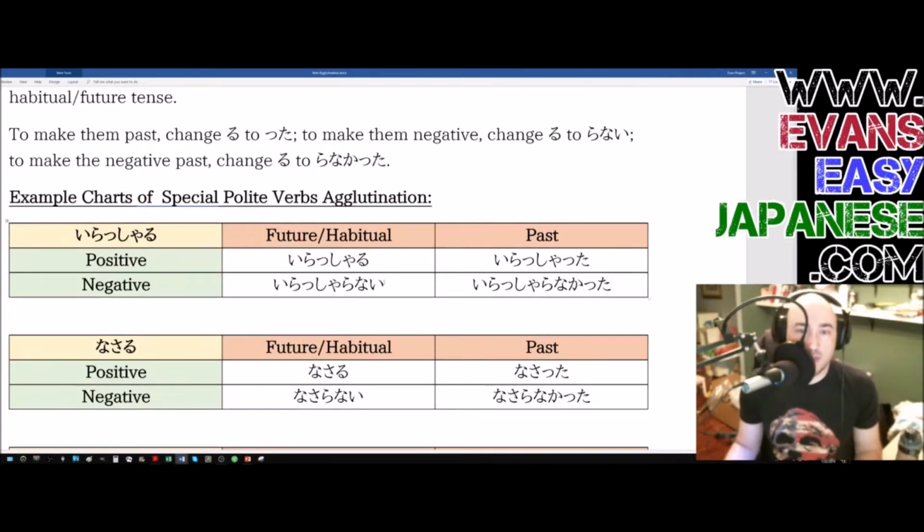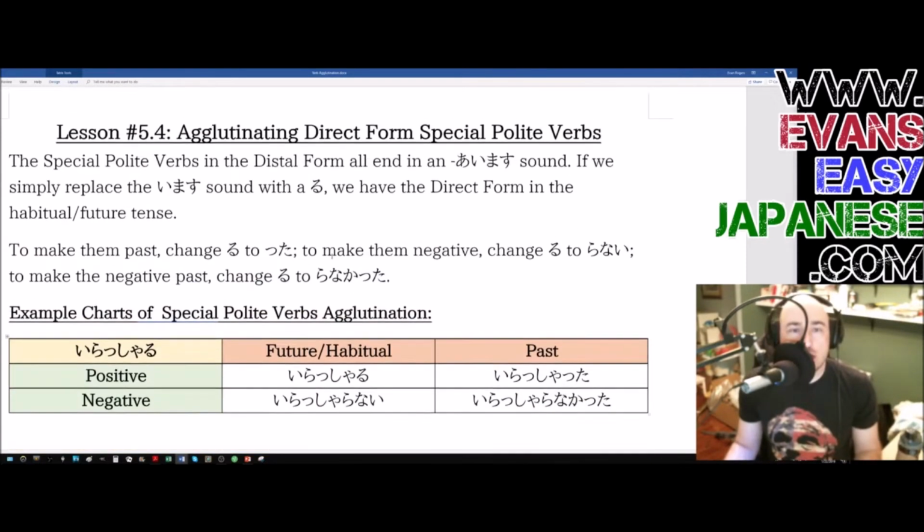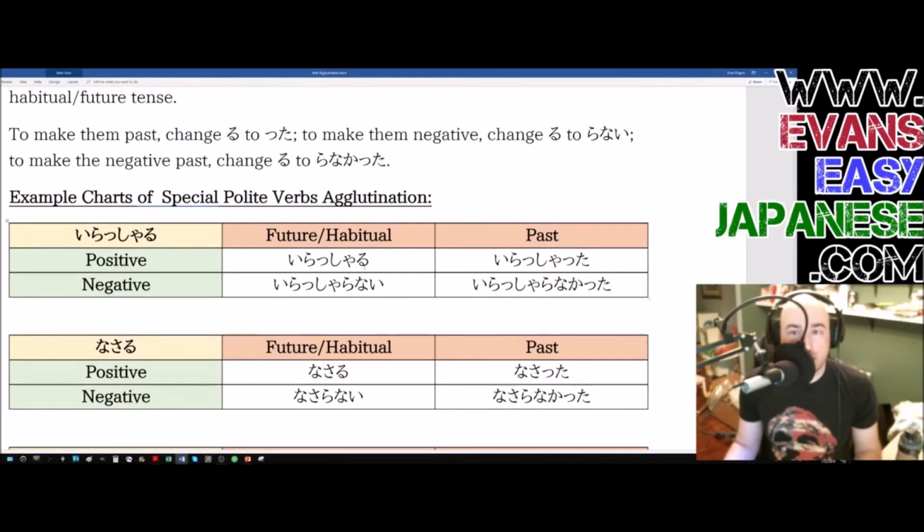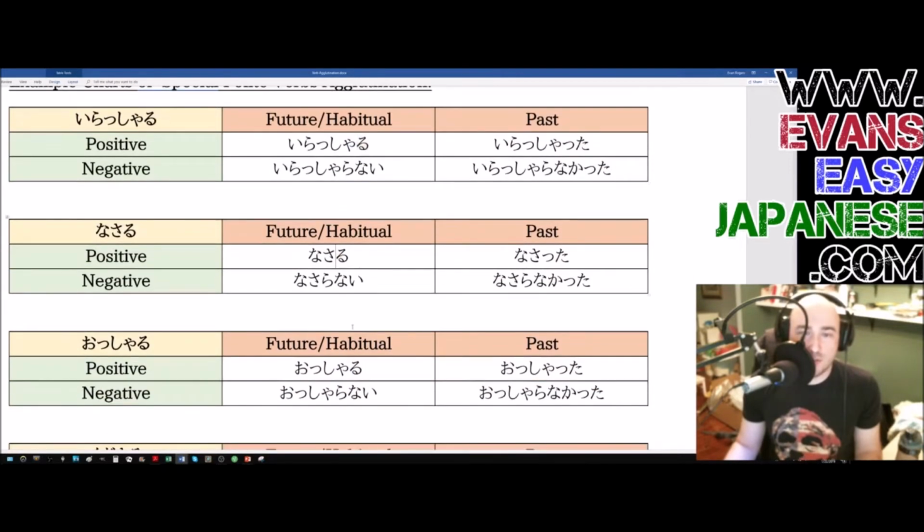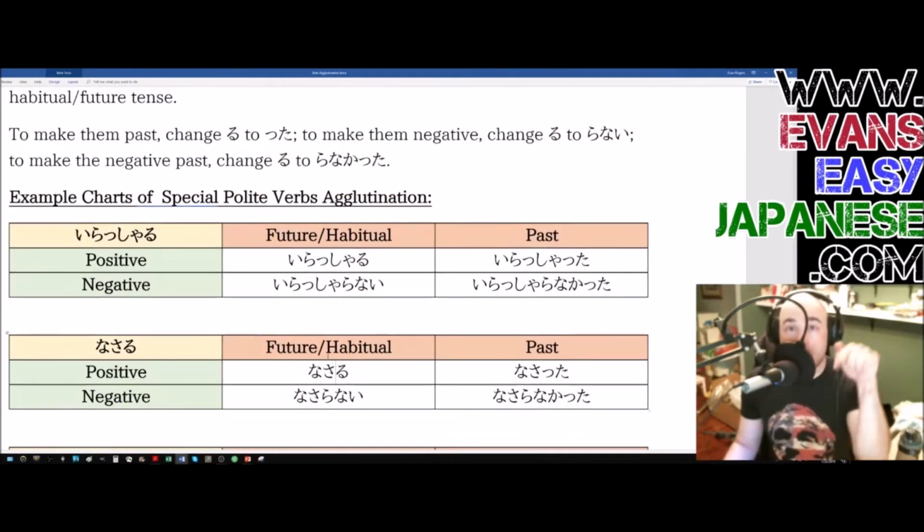Irashatta. So with every single special polite verb, I thought there was going to be another word after that. There isn't. Every single special polite form verb ends in a ru in the direct form. Ru, ru, ru, ru. So this is going to be one of the rules that also applies to the group 1 verbs.